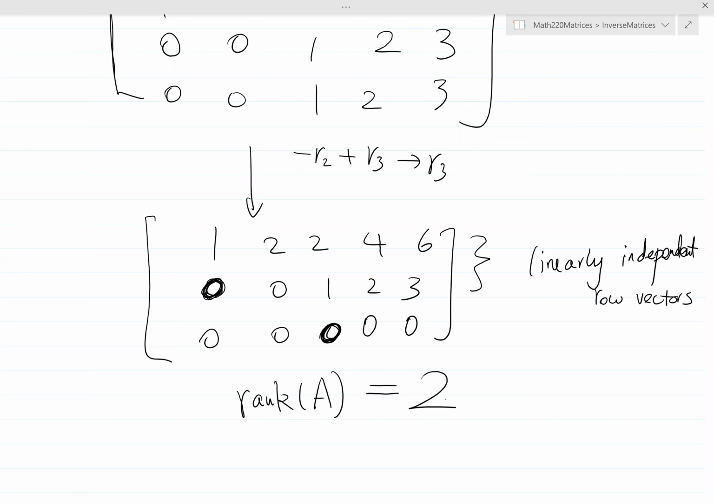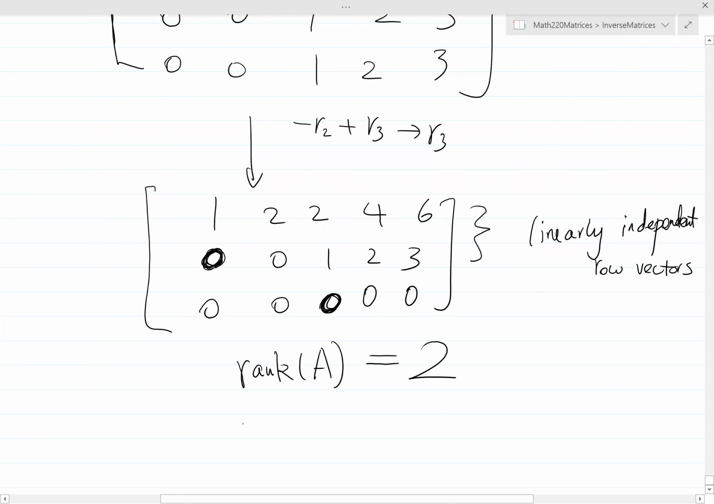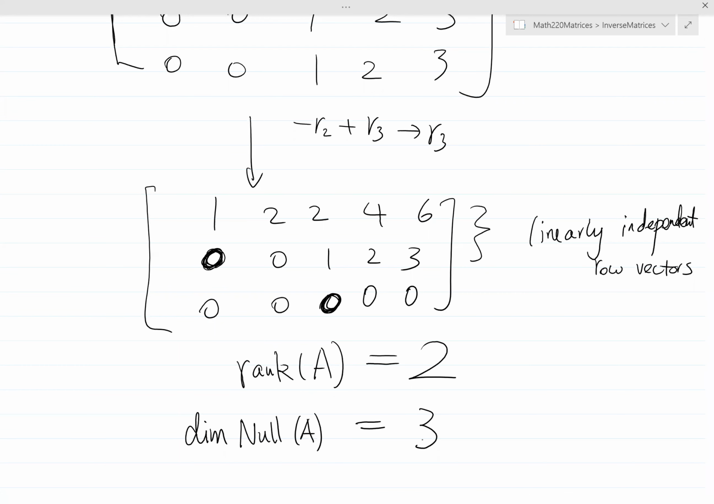Now the null space. The dimension of the null space, in this case, it should be 3 because the number of columns is 5. Next time we will compute what the null space for this example is, and check that indeed it spans a 3-dimensional space, i.e. the null space has dimension 3. Okay, let me stop here for today and continue next week.